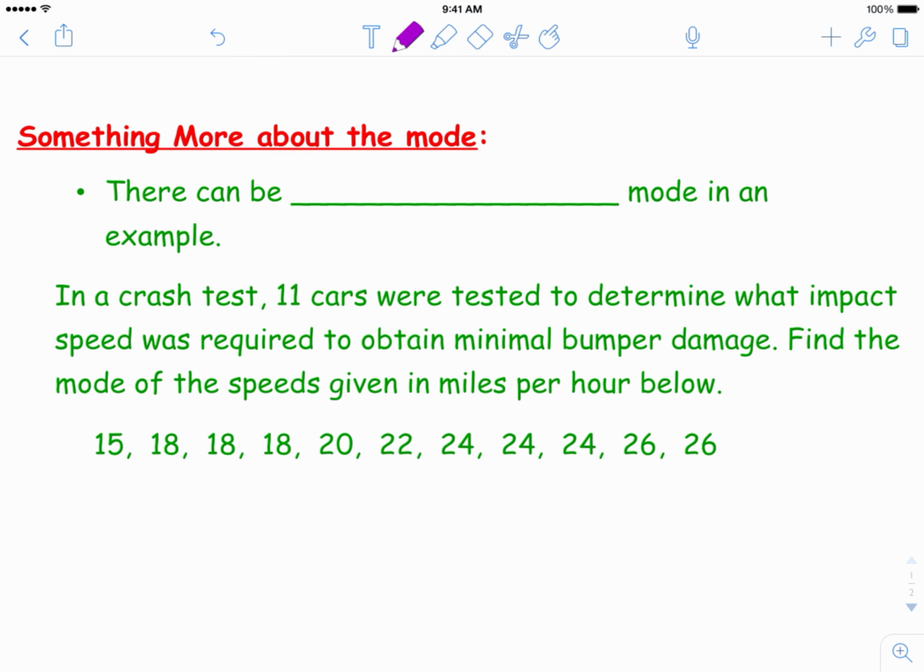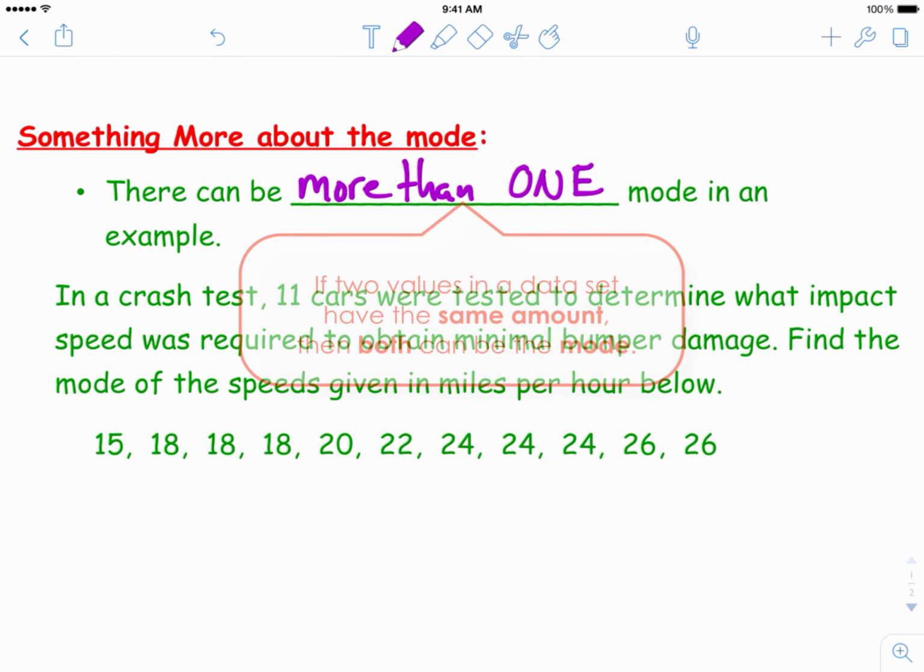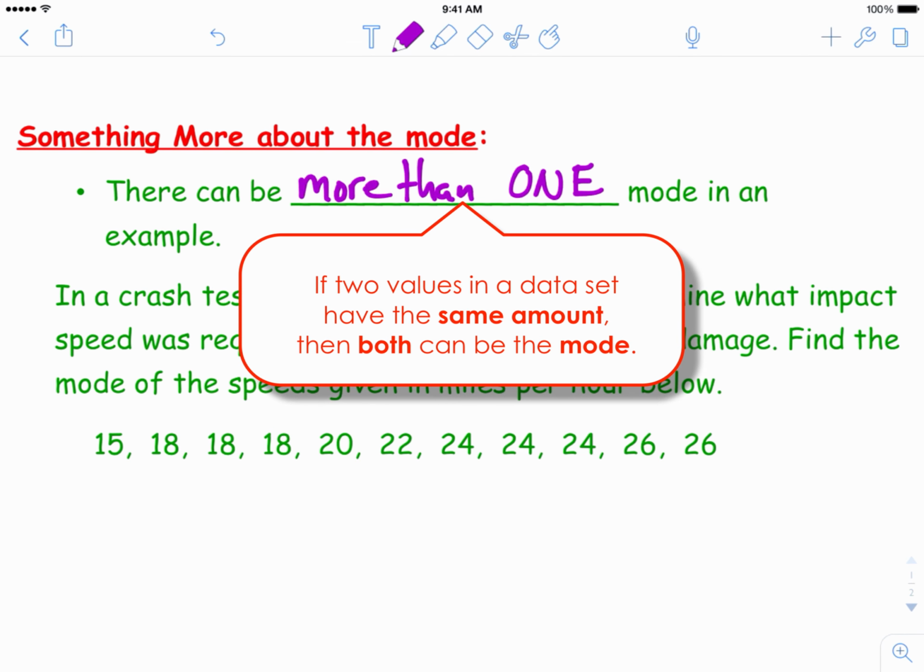Okay, here is something more about the mode. Did you know that there can be more than one mode in a dataset? Since mode is only defined as the number that happens the most often, if 2 values in the dataset have the same count, then they both can be the mode.